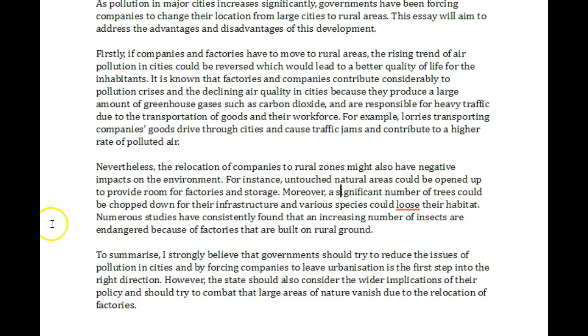Moreover, a significant number of trees could be chopped down for their infrastructure. It sounds like you mean the tree's infrastructure. So if we just say, could be chopped down for infrastructure, and various species could lose their habitat. Numerous studies have consistently found that an increasing number of insects are endangered because of factories that are built on rural ground. It feels more appropriate there. I'm going to leave that one alone.